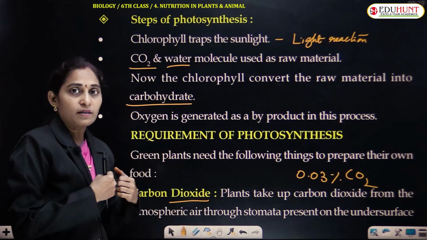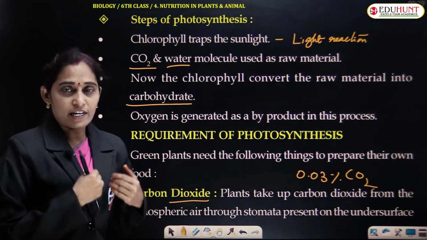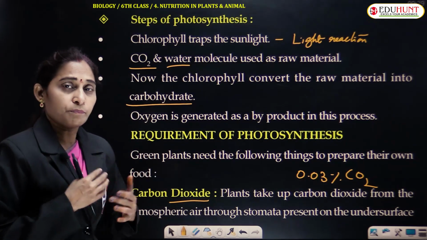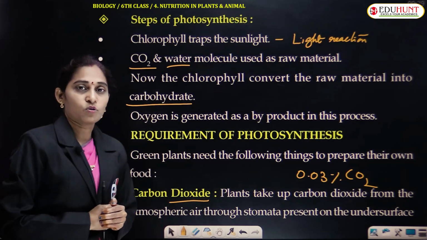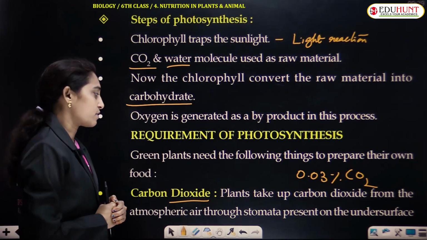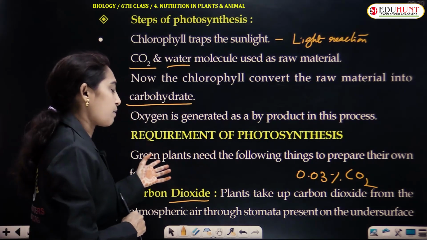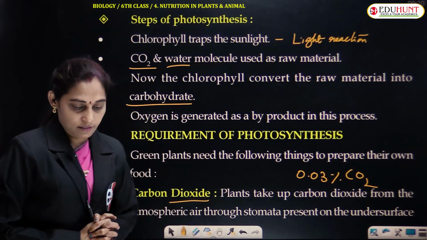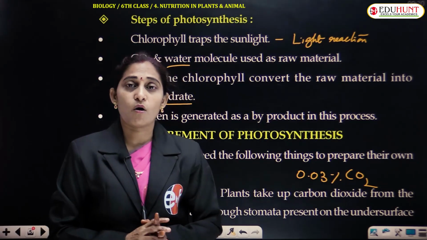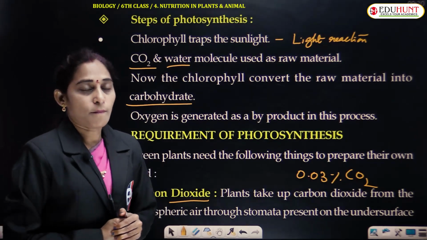They take up the poisonous gas, or the gas which is not essential, and purify it into oxygen. That is why growing plants is very essential to control pollution. Plants take up carbon dioxide from the atmosphere. The structures involved in absorption of this CO2 are the stomata.